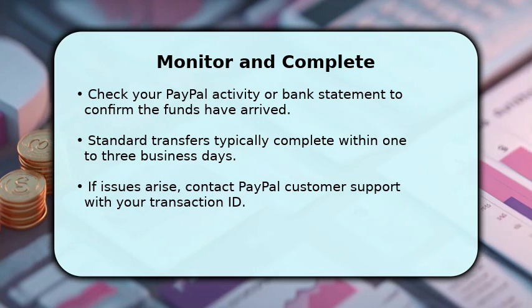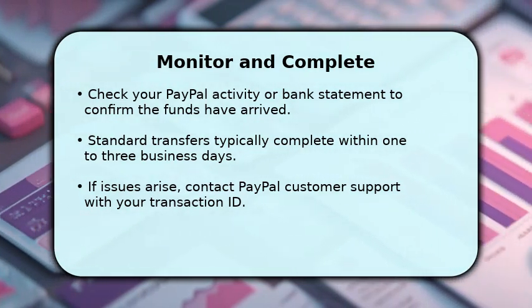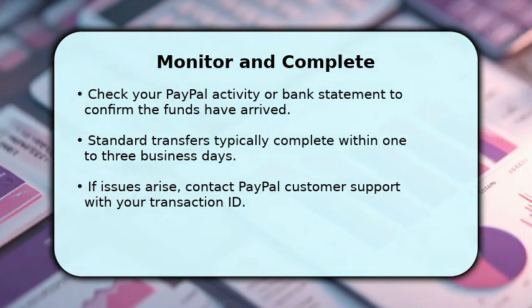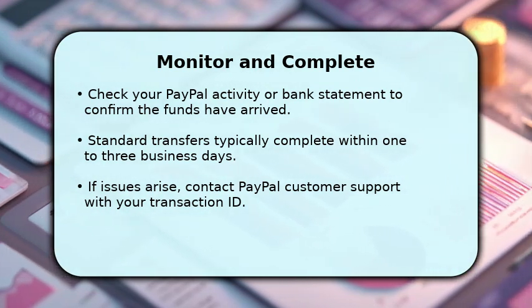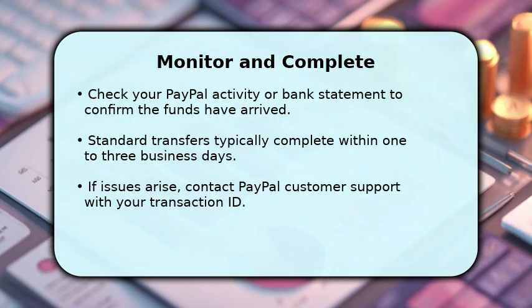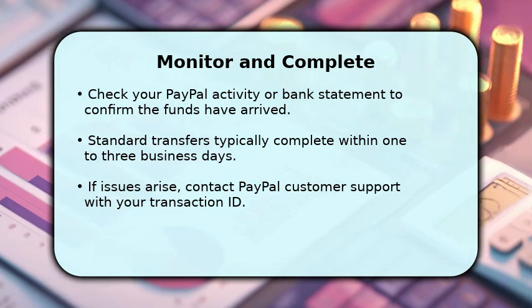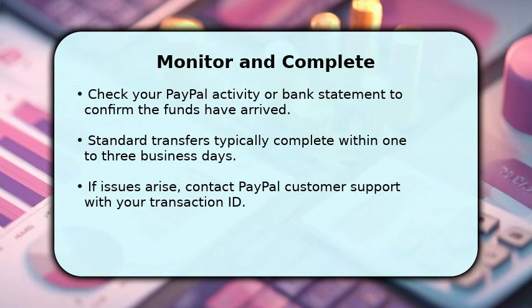After confirming, you can monitor the transfer status within your PayPal activity log. For a standard transfer, expect the funds to appear in your bank account within 1 to 3 business days, depending on your bank's processing times. If you chose an instant transfer, it should arrive within 30 minutes. Should any problems occur, promptly contact PayPal customer support with your unique transaction identification number for assistance.